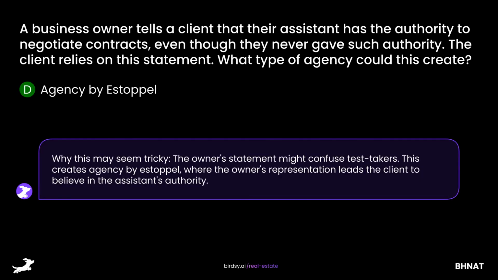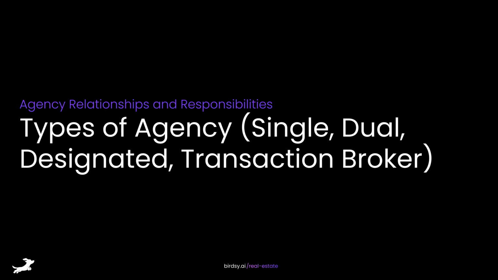Why this may seem tricky: the owner's statement might confuse test takers. This creates agency by estoppel, where the owner's representation leads the client to believe in the assistant's authority. Types of agency: single, dual, designated, transaction broker.